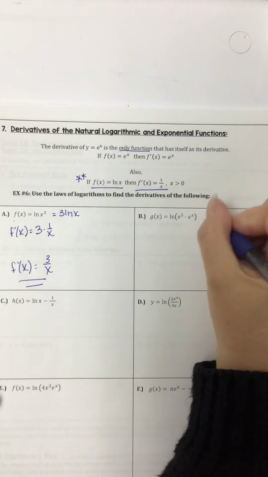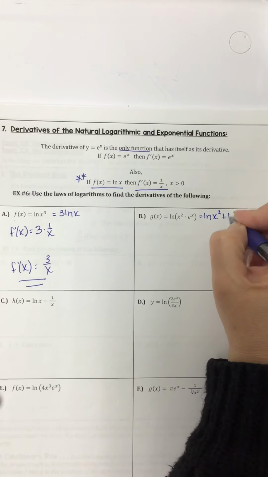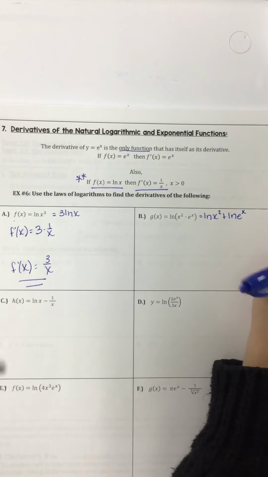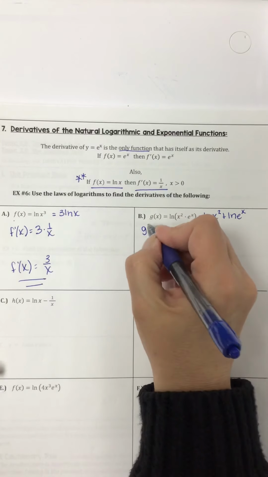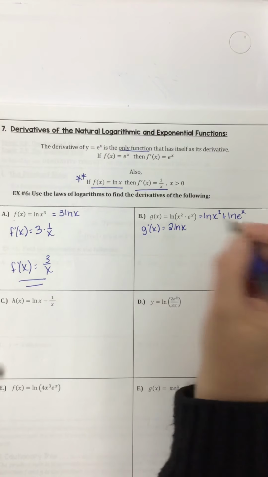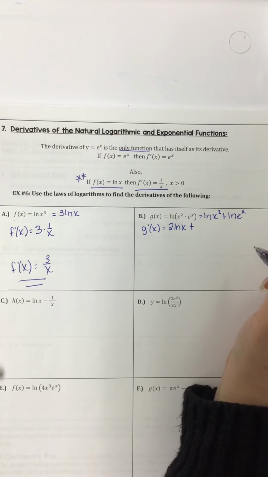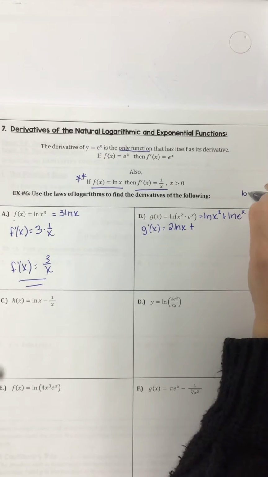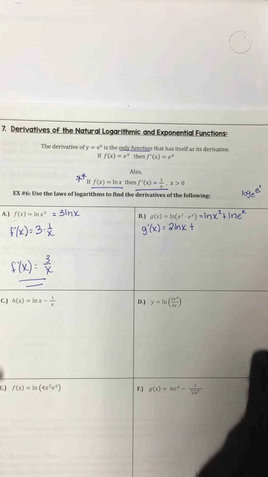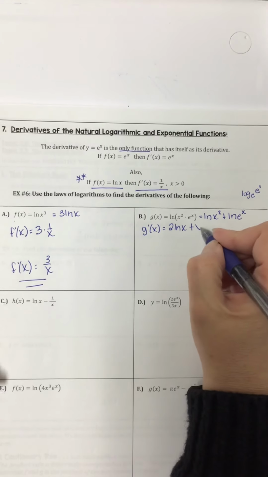For g of x, I need to start by separating these out. That would give me ln of x squared plus ln of e to the x. Well, I still need to rewrite these. This one would be 2 ln of x. But what about ln of e to the x? What is that? Remember, log base e of e would be 1 because the exponent is 1. But in this case, it's going to be x. You could have also brought that x down in front and said ln of e is 1, right? You'd still get x.